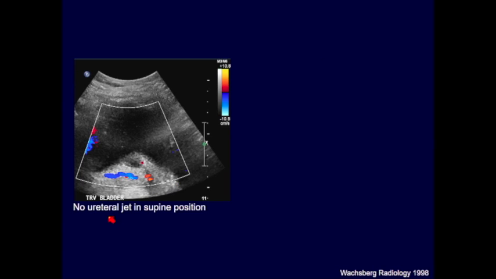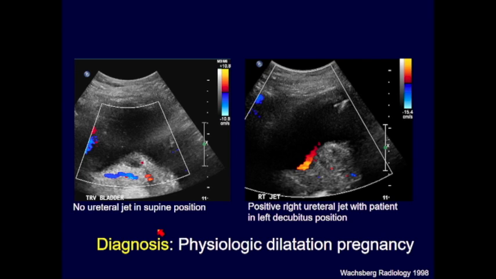So if you do not see a ureteral jet in the supine position, what you should do is turn the patient left lateral decubitus, and then you can often get a right ureteral jet. And that's because, if you think about it, the uterus is compressing that distal ureter, and you want to move that uterus off of the ureter in order to enhance urine peristalsis down the ureter into the bladder. So this was a patient who had physiologic dilatation of pregnancy.